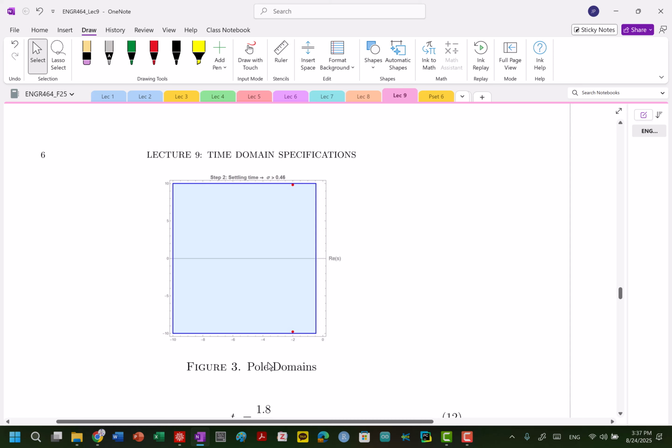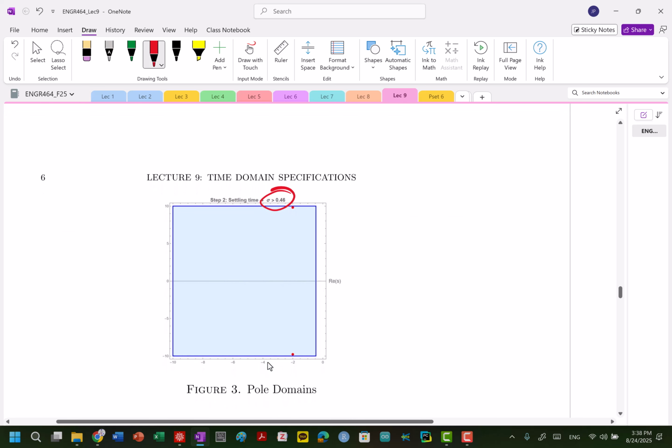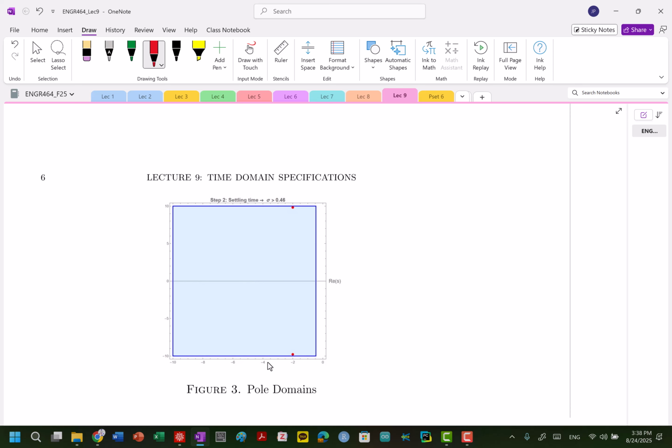Now, how can we imagine what that looks like in terms of our bound? If we look at our general function, sigma is just a value, and anything greater than that pushes us more negative. Based on that first specification, the settling time of 10.1, as long as sigma is greater than 0.455, if our pole falls anywhere in this region, left of that line, we're good to go. And we see our poles fall in that region.